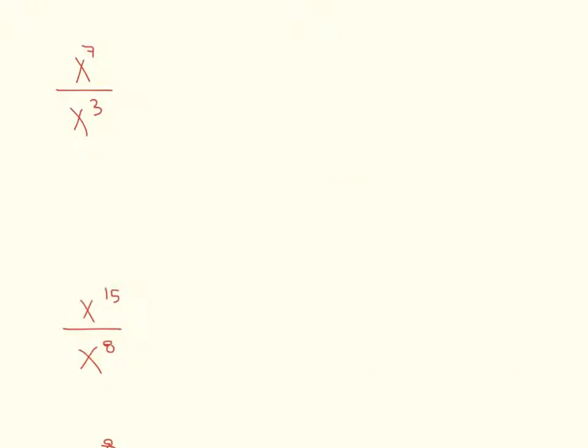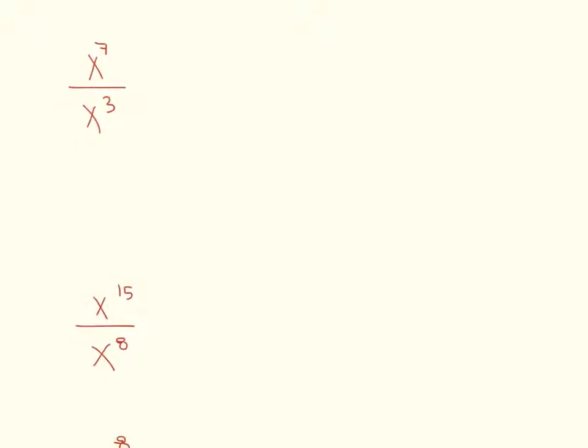Let's do lots of examples. What you should do is look at the problem, turn off the video, try it yourself, and then rejoin me. So for starters, x to the 7th over x to the 3rd. One thing that we might want to do is think about what this actually means.